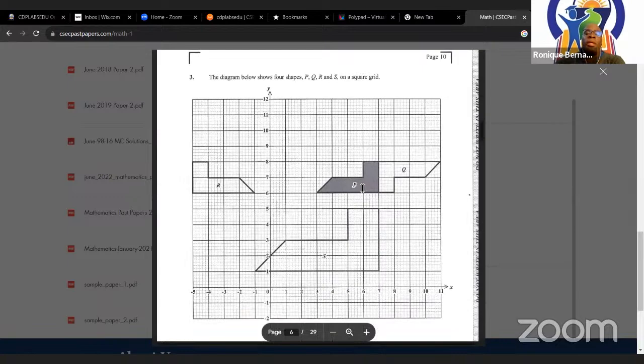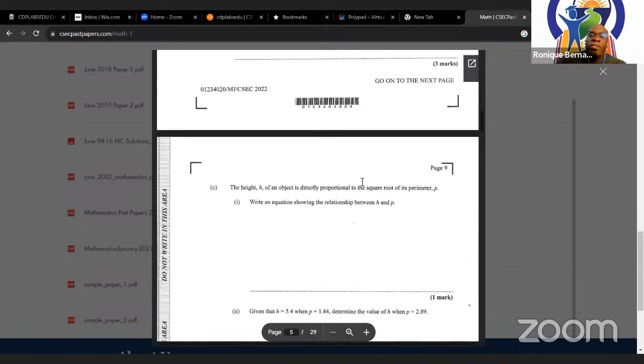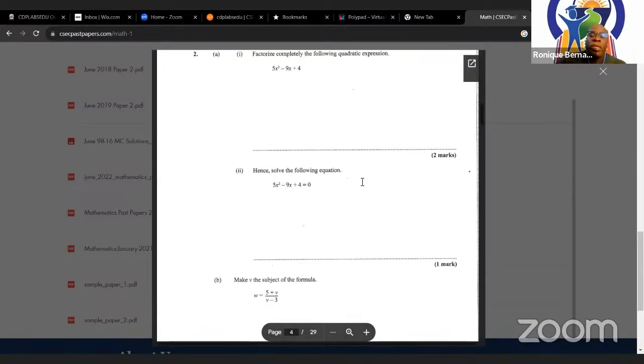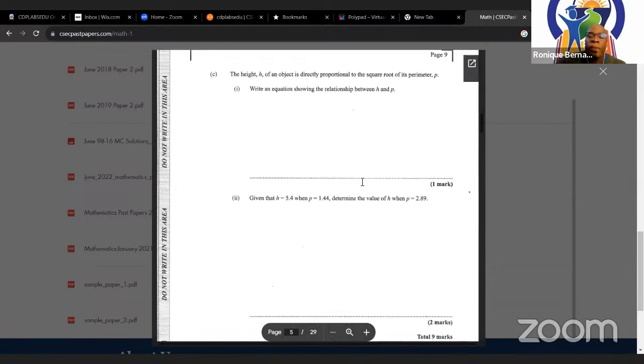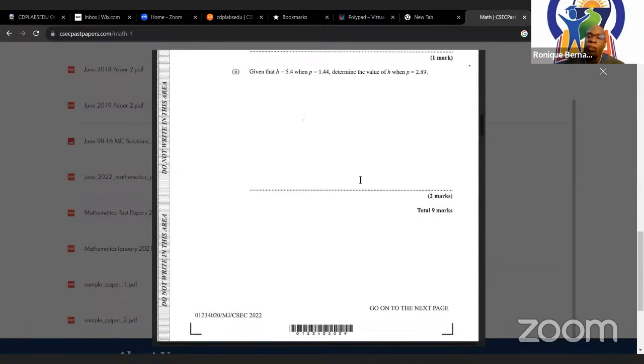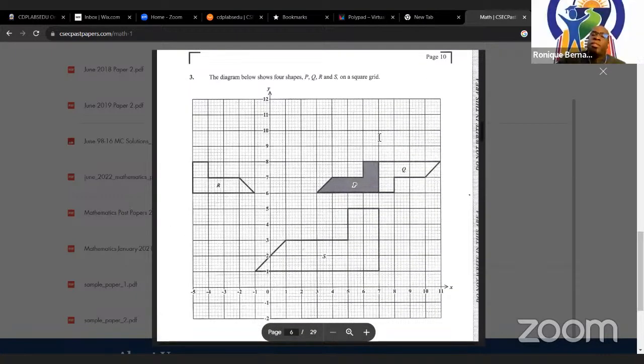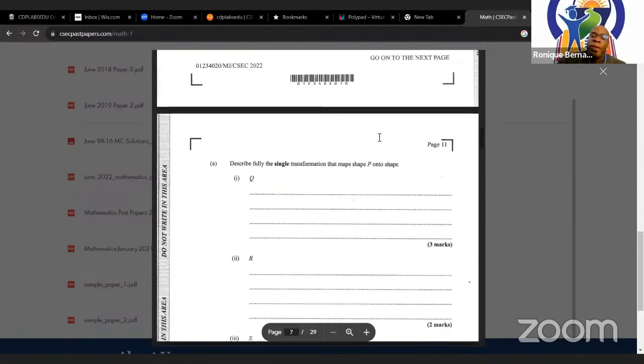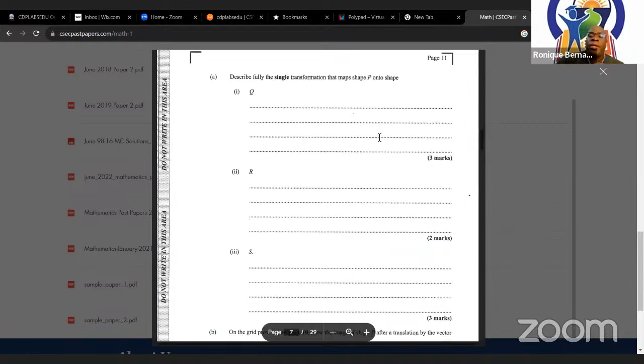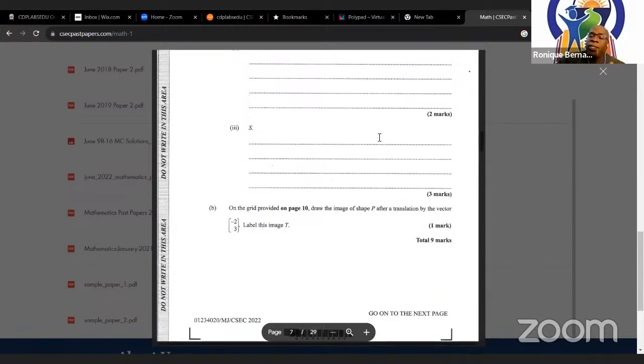This one now is based on transformation geometry. Total points for question number 2 is what? That's 9. So 9 plus 9, how much do you get? 18, right? If you guys are adding, that's 18 points. Good. So question number 3, this is transformation geometry, which comes under geometry and trigonometry. The total now for that question is another 9 points again. So how much do you get? 27, right?